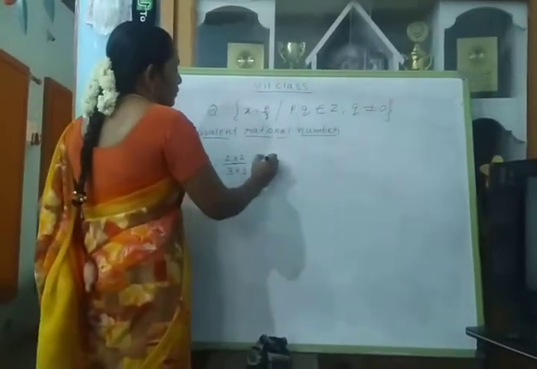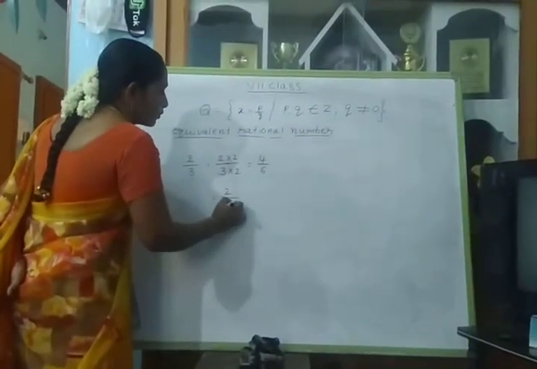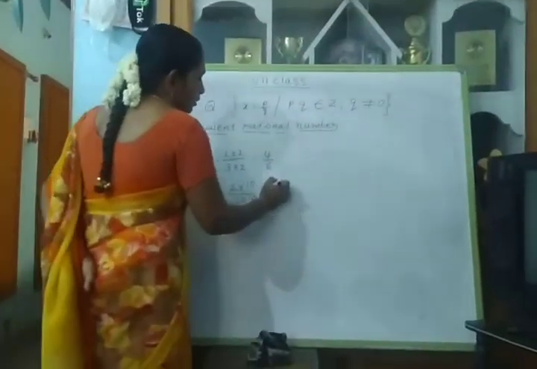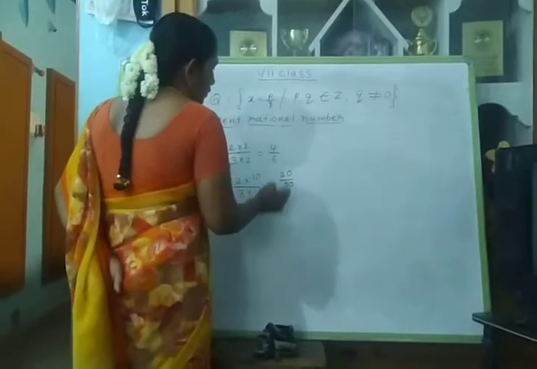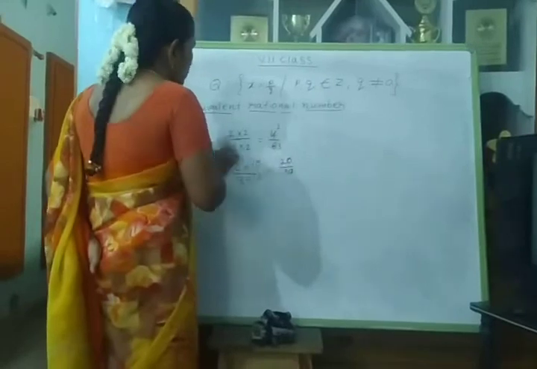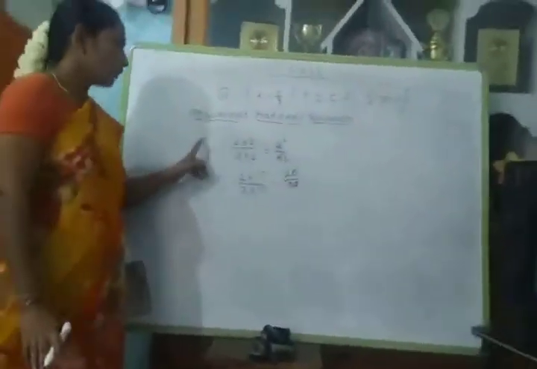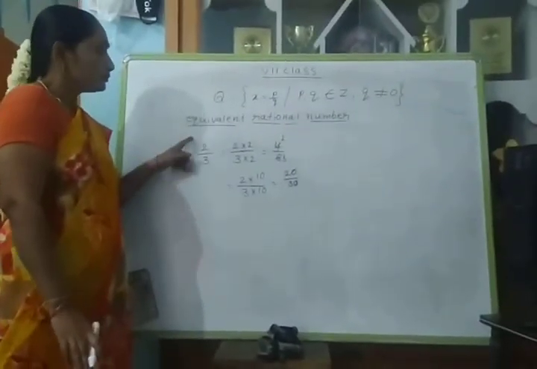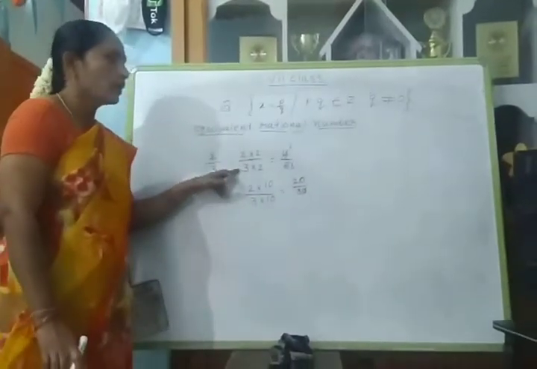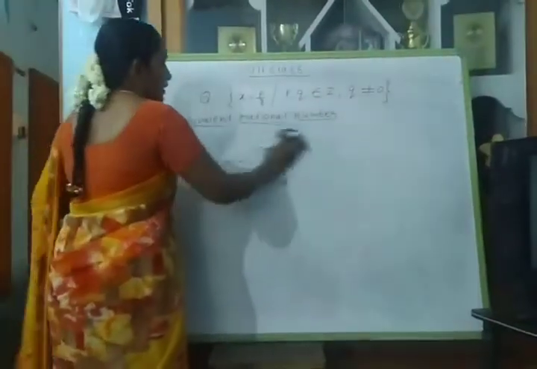See here, 2 2s are 4, 3 2s are 6. 2 by 3, if you multiply both numerator and denominator with 10, 20 by 30. So like this. Again if you simplify, 2 10s are 20, 3 10s are 30, so you get 2 by 3 only. So to write an equivalent rational number for a given fraction, what we have to do? We have to multiply or divide both the numerator and denominator with the same number.